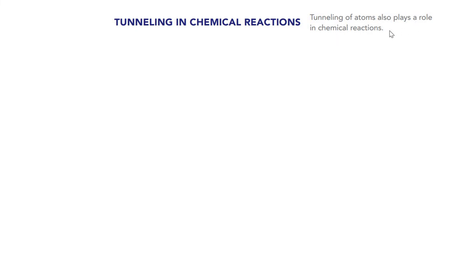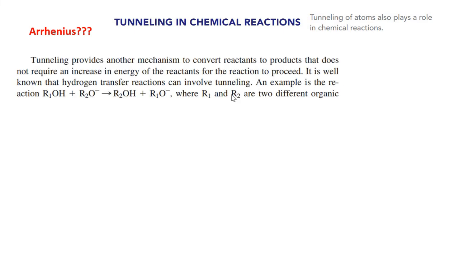in some chemical reactions. So here I will show you just one or two examples that people believe are because of tunneling only. Otherwise the effects could have been very different had it been only a thermal explanation. So it is not depending on Arrhenius, in the sense that tunneling provides another mechanism to convert reactants to products that does not require an increase in energy of the reactants for the reaction to proceed.